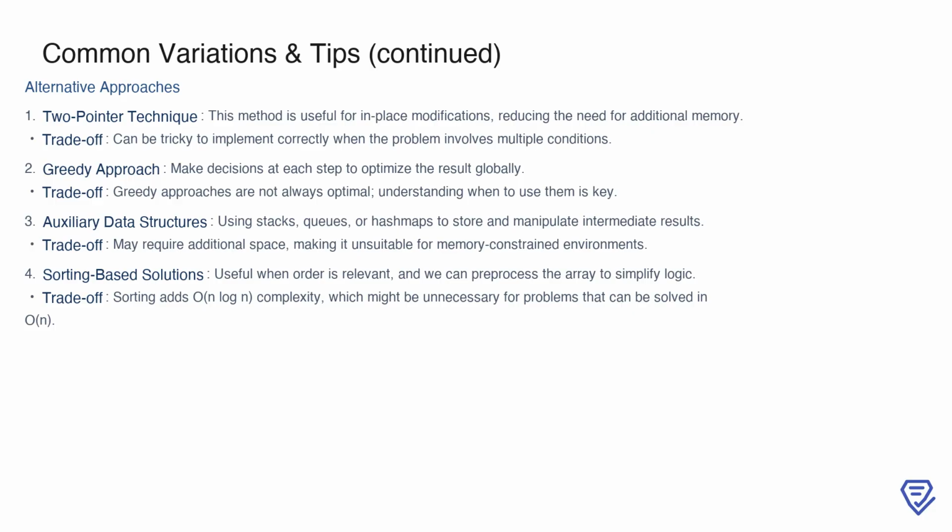Auxiliary data structures like stacks, queues, or hash maps can also be helpful for storing and manipulating intermediate results. The trade-off here is that they require additional space, which might not be feasible in memory-constrained environments. Lastly, sorting-based solutions are effective when order matters, as pre-processing the array can simplify the logic. However, sorting introduces O(n log n) complexity, which may be unnecessary if the problem can be solved in O(n). Understanding these approaches and their trade-offs will enable you to choose the most suitable method for the problem at hand.